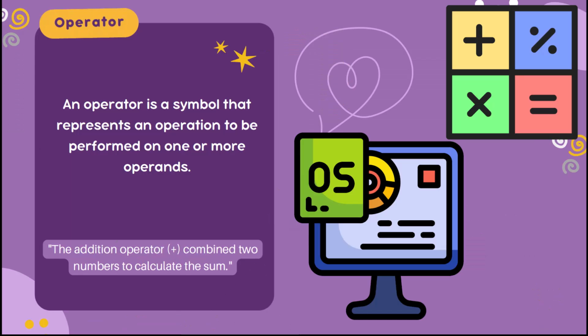Operator. An operator is a symbol that represents an operation to be performed on one or more operands. Example: the addition operator, plus, combines two numbers to calculate the sum.